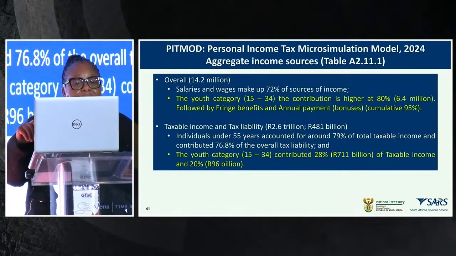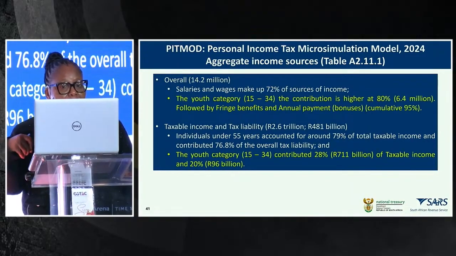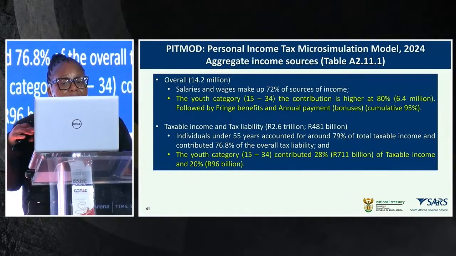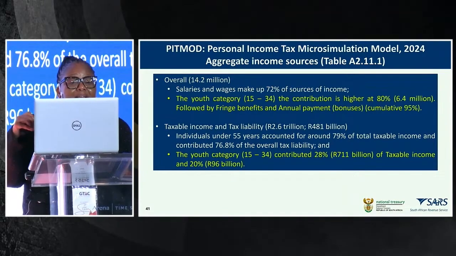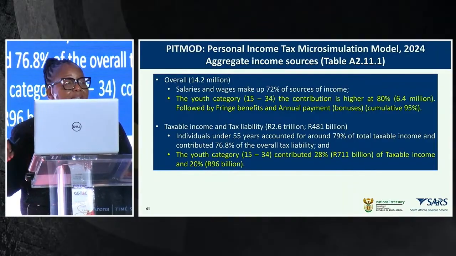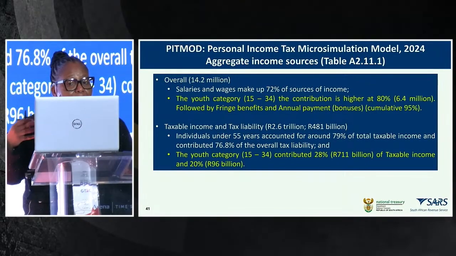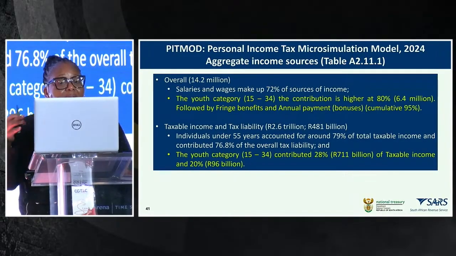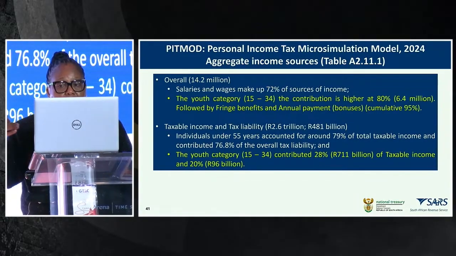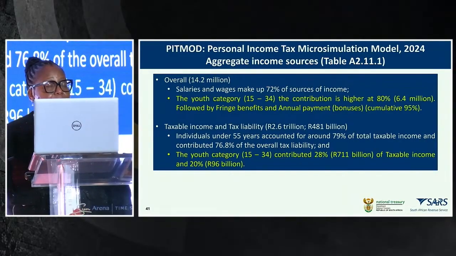So for the youth category, you'd see that unlike everybody else, the rest of the population of 14 million, the youth category's source of income with regards to salaries and wages is about 80%. If you then look at the next two categories, fringe benefits and annual payment bonuses, that's close to about 15%, giving a cumulative of 95%.